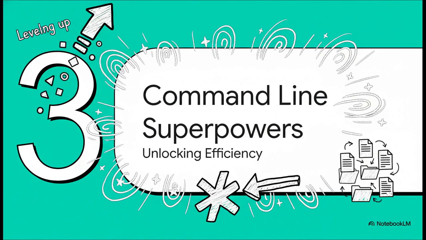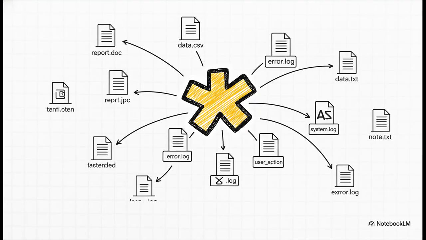And the way we do that is with wildcards. The first wildcard, and honestly the one you'll use the most, is the asterisk. It's basically a placeholder that just means match anything. So let's say you have 100 log files you need to back up. With a mouse, you'd be there all day clicking and dragging. On the command line, you just type cp *.log /backup. Done. It's just so much faster.